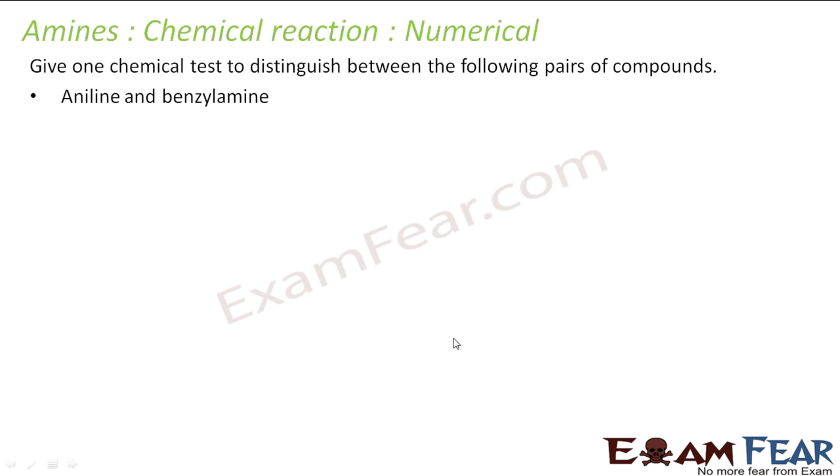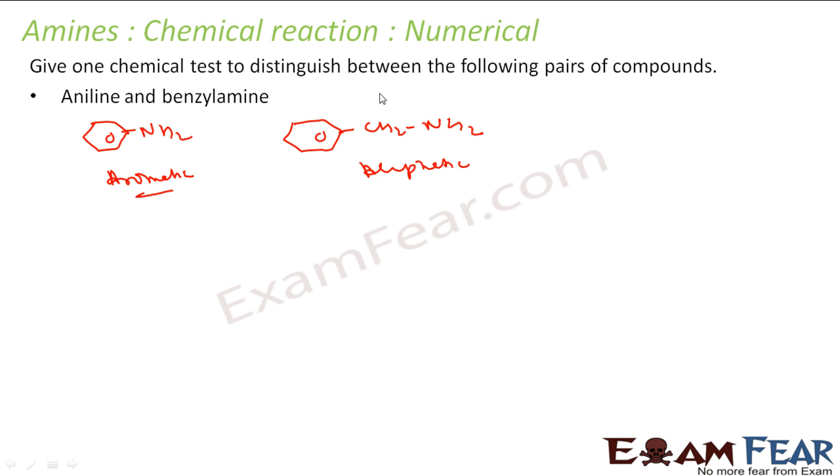So we have to give a test to differentiate between aniline and benzylamine. This is my aniline and benzylamine is this. So if you see, this is aromatic and this is aliphatic. Both are 1 degree, but one is aliphatic and one is aromatic. So how can I differentiate? We can differentiate using nitrous acid.